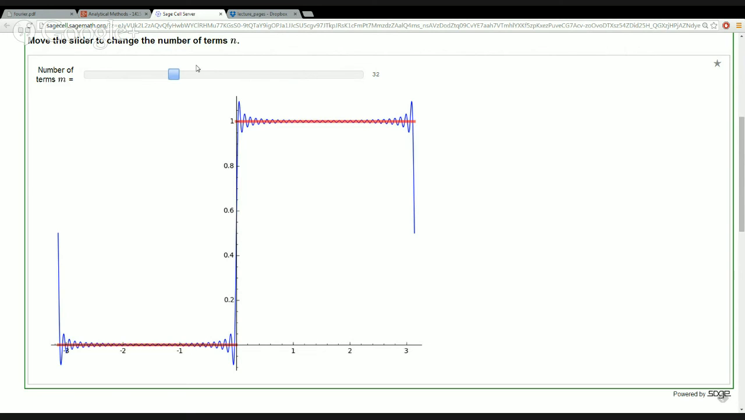So this example of the square wave function Fourier series exhibits non-uniform convergence.